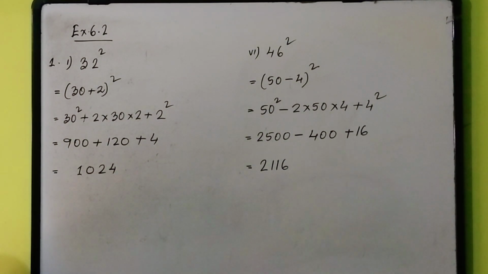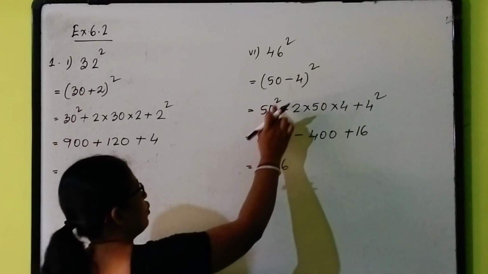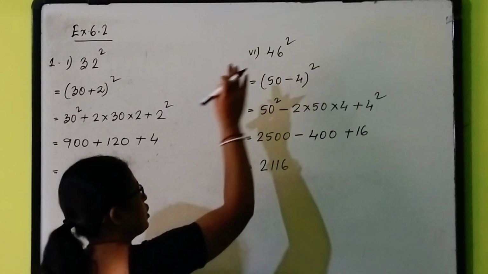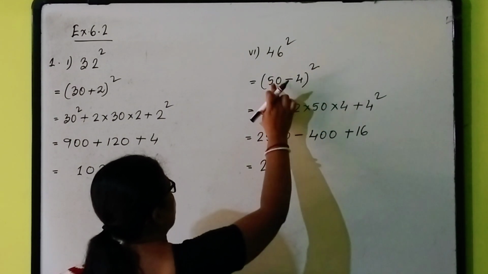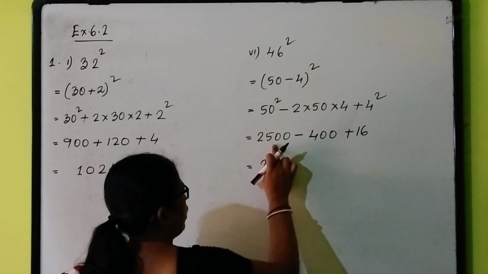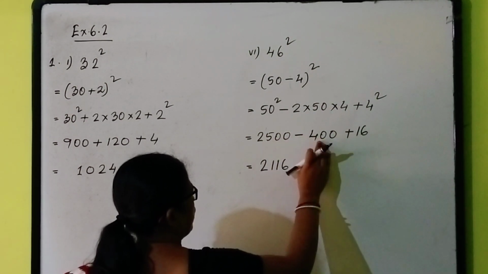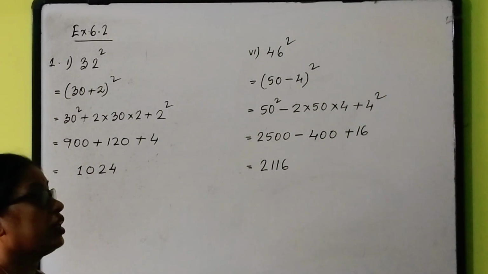All the problems I will not do. I am doing 1 and 6. See, question number 6, 46 square. 46 can be written as 50 minus 4, 50 minus 4 whole square. So it is 50 square minus 2 into what? A minus B whole square, 50 minus 4 is 46. So A square minus 2 into A into B plus B square. 50 square is 2500. 2 into 50 is 100, 100 into 4, 400. 16. This minus this is 2100. 2100 plus 16 is 2116.